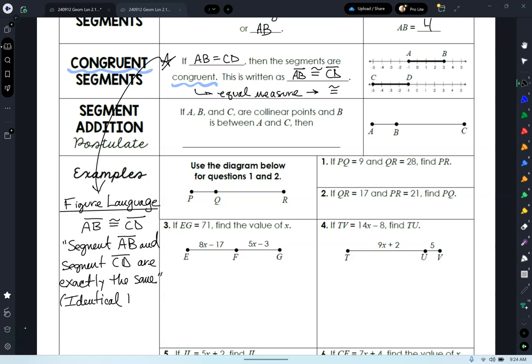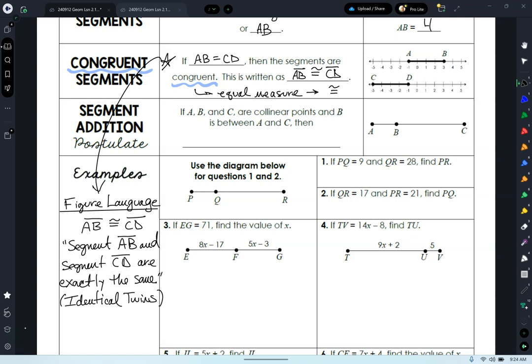I'm going to use this terminology as we go along. I'm going to refer to congruent things as being like identical twins. Okay? With identical twins, everything down to their DNA is exactly the same.